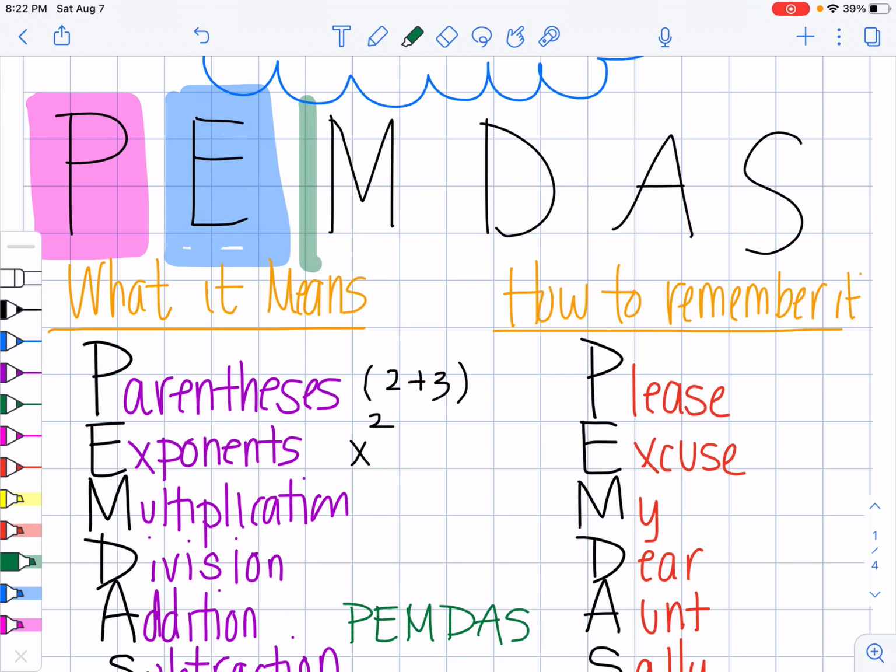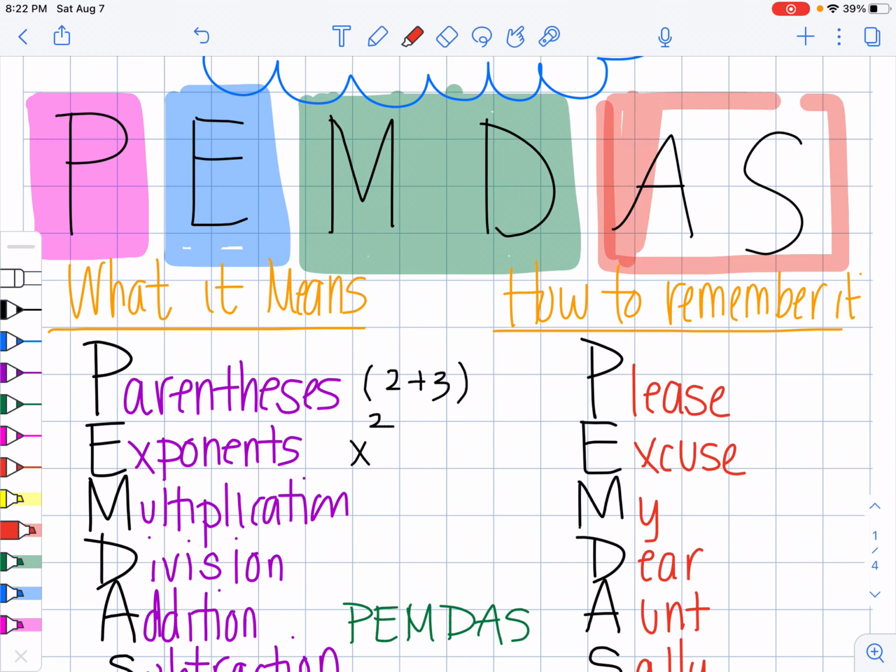Multiplication and division are actually on the same level. You can scan through your problem, and if you have any multiplication or division, you do it from left to right. So it doesn't really matter if the division comes first, but you just want to make sure that the multiplication and the division come together in the same level. And last but not least is addition and subtraction. So it doesn't matter if you have subtraction before you have addition. You can do it first because these are on the same level.